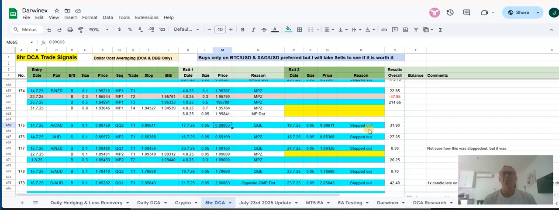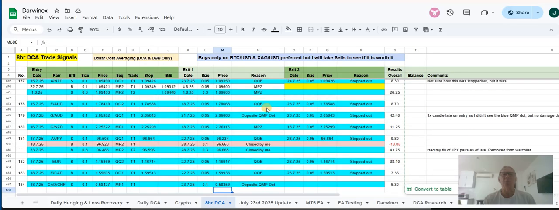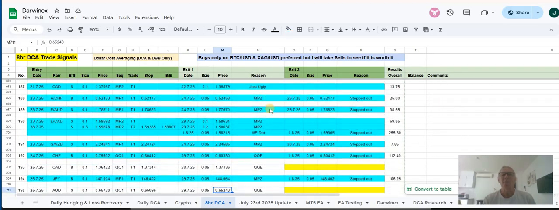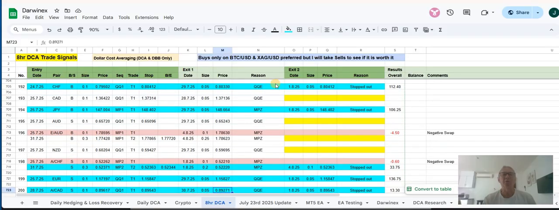As usual, anything in blue is a winning trade. Anything in yellow means it's partially closed and can't lose on it, hopefully. The reddy brown colour means it's a losing trade. So a lot more winners than losers. So that's the 8-hour watch list.